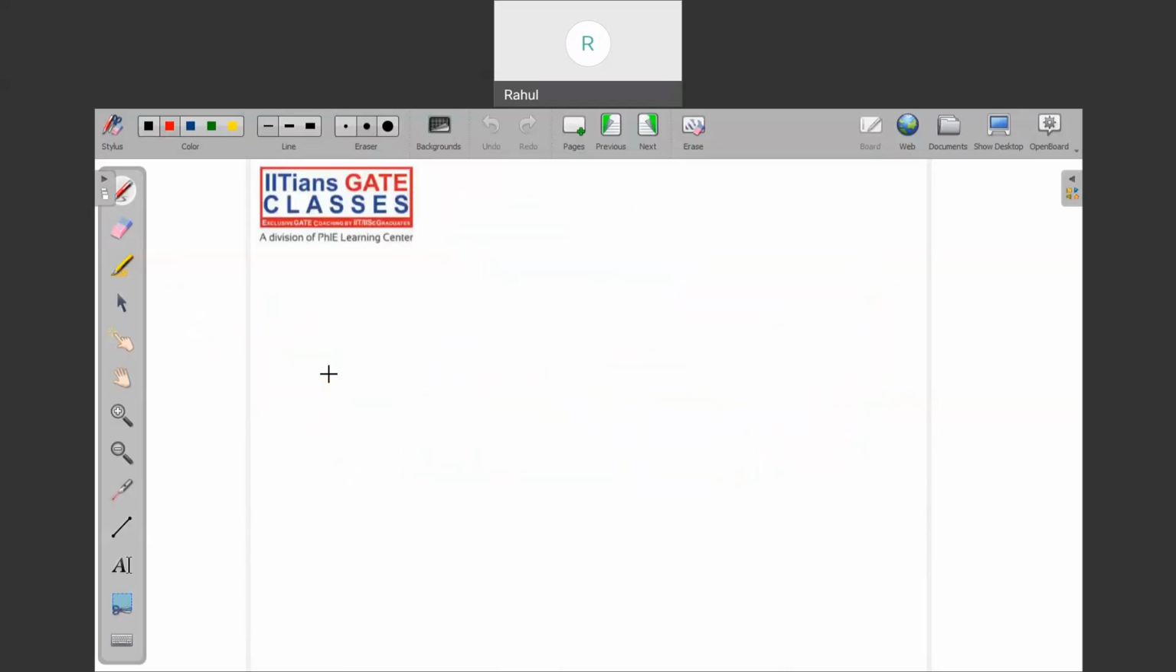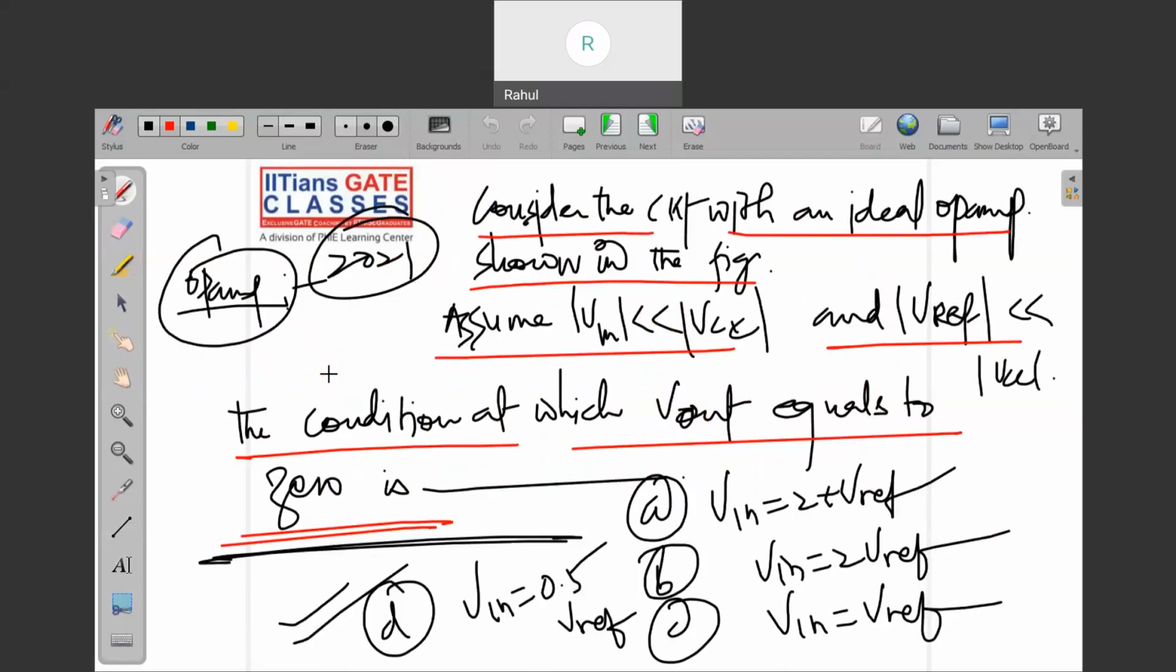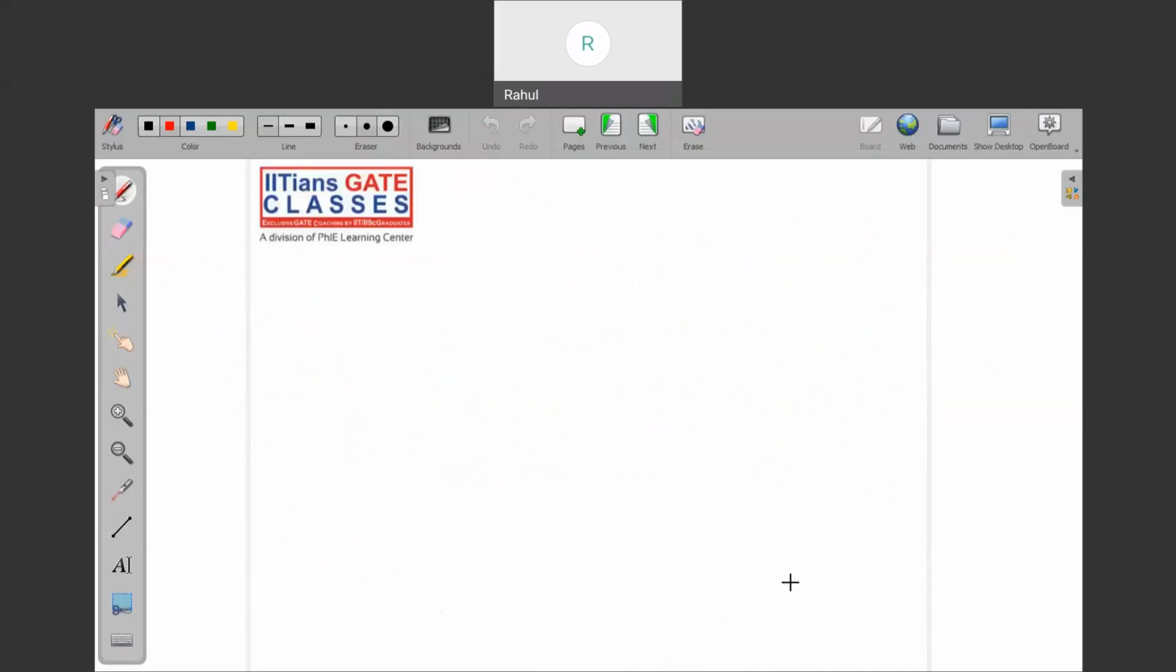If you are smart enough, the op amp must be ideal, and this given op amp is ideal, right? So the answer for this question is C, V equal to V ref. This kind of question was asked in GATE 2021. So we are trying to solve some previous year questions of GATE which can be asked in your HL examinations, right?